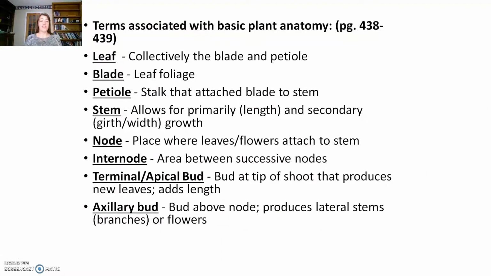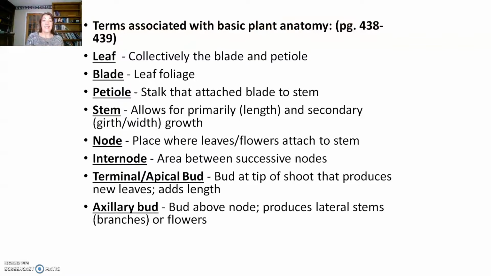Here are terms to know for basic plant anatomy. The leaf is collectively called the blade and the petiole. The blade itself is the foliage of the plant, and the petiole is actually the stalk that attaches that blade, that leafy part, that big broad area, to the stem. So you have the leaf, which is both the blade and the petiole.